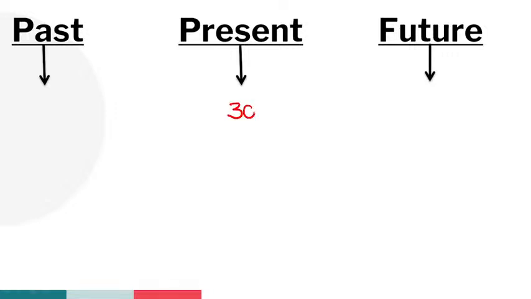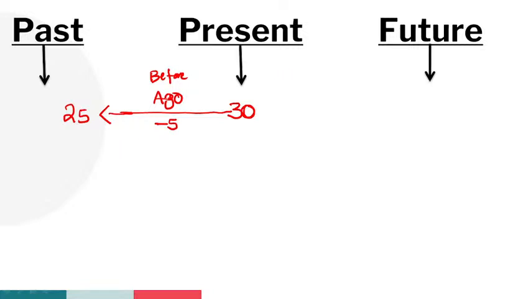For example, present, my age is 30 years. 5 years ago, my age was how much, guys? Okay, very good. 25 years. So ago means minus, guys, here.